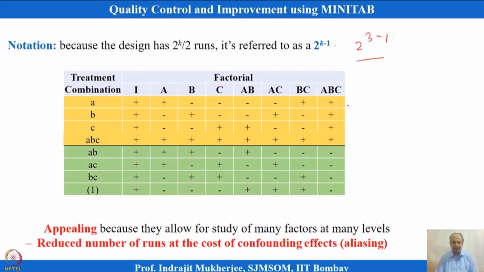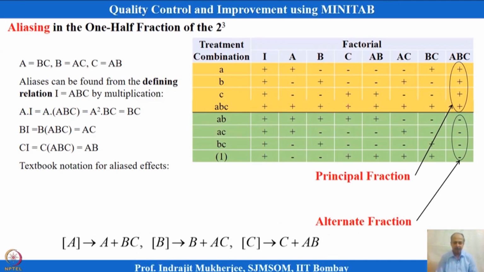Okay. So, when you run this, there will be some confounding in the effects. That means, when I am estimating A, I am not estimating A alone, because there will be some alias, that means confounding, because I have not run the full trial. So, when I estimate the effect of A, I will basically estimate A plus BC. How is it coming? If you multiply A with ABC, you get A squared and BC.